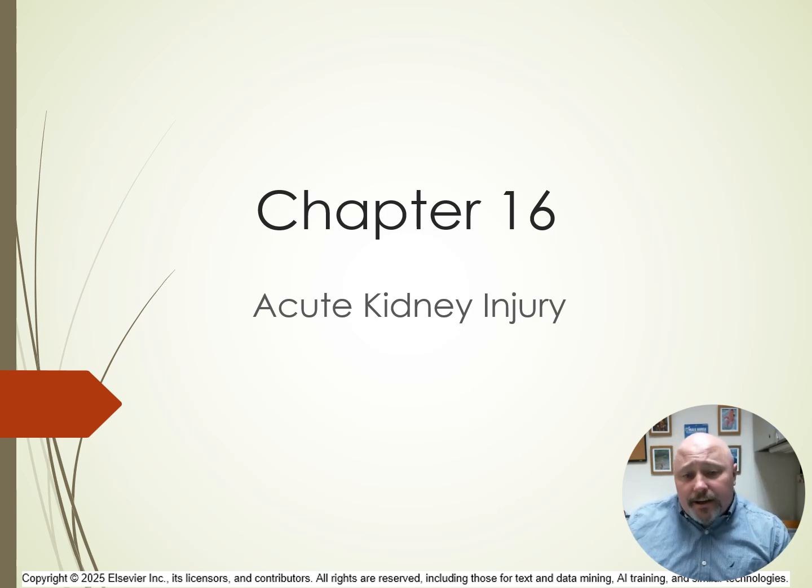Chapter 16, Acute Kidney Injuries. Renal dysfunction is a common problem in the critical care unit, with nearly two-thirds of patients experiencing some degree of renal dysfunction. The most severe cases require renal replacement therapy and have a reported mortality of 50 to 60%.